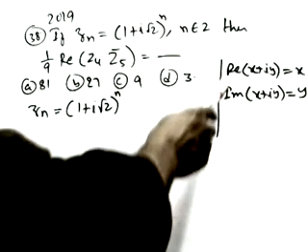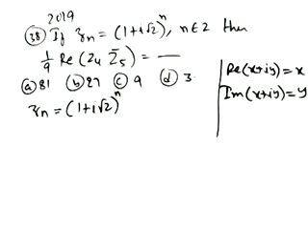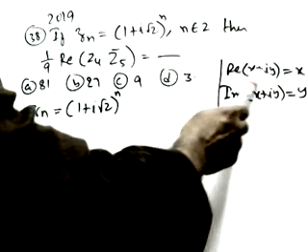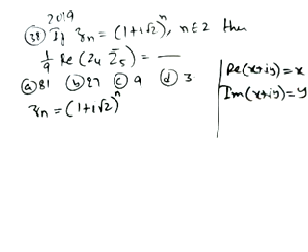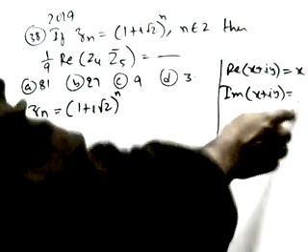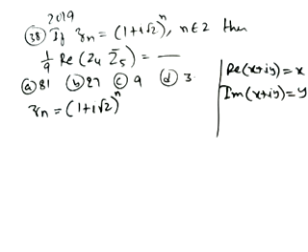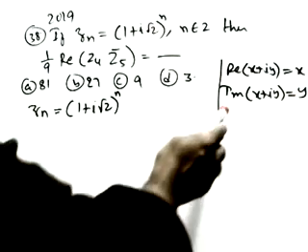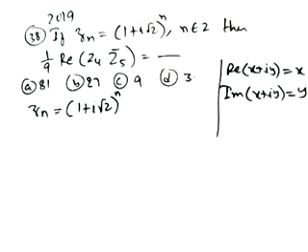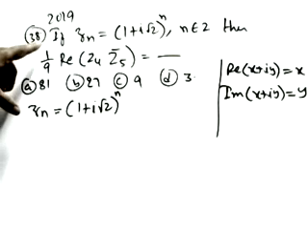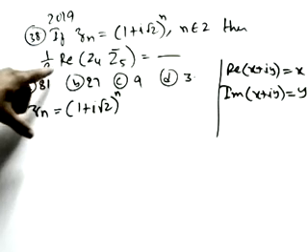Watch carefully. Before going to the next question, what does it mean? Re means the real part of x plus iy. So the real part of x plus iy will be x, and Im means the imaginary part of x plus iy, so the imaginary part will be y. So Re means the real part of the given complex number, and Im means the imaginary part of it.